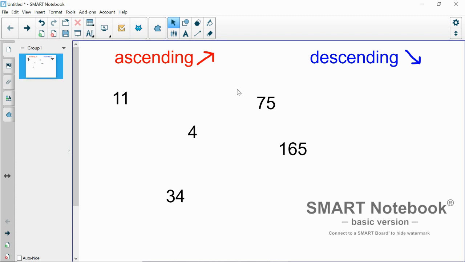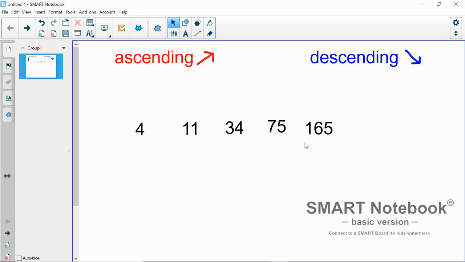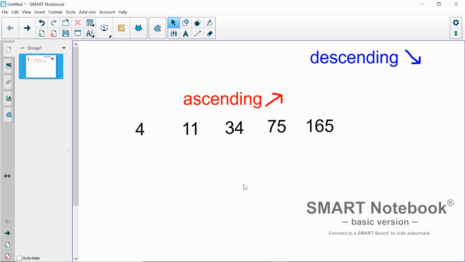Let's see if you were correct. If we're going in ascending order, we'll start with the smallest first. That will be 4 ones. The next largest number is 11, because that's only got 1 ten. The next number is 34, because that's got 3 tens. Then we've got 75, because that's got 7 tens. And 165 has got 16 tens. That's 100, 6 tens, and 5 ones. So then that goes at the end. So these have now been put in ascending order.